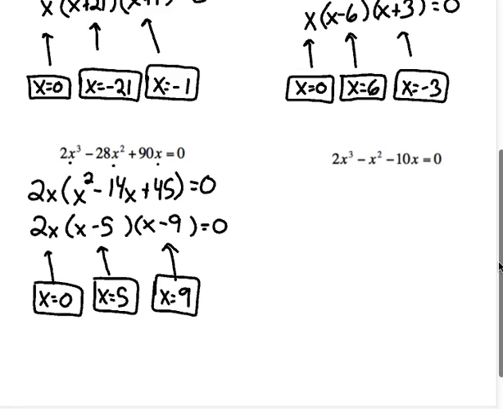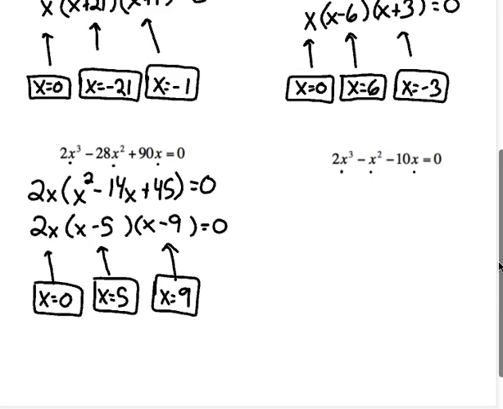Those are our 3 solutions. So this next one, every piece has an x, so I know what x is coming out. Now here, be careful. Even though you see a 2 with the 2x cubed, notice not every term is divisible by 2, so don't get too hasty about that.